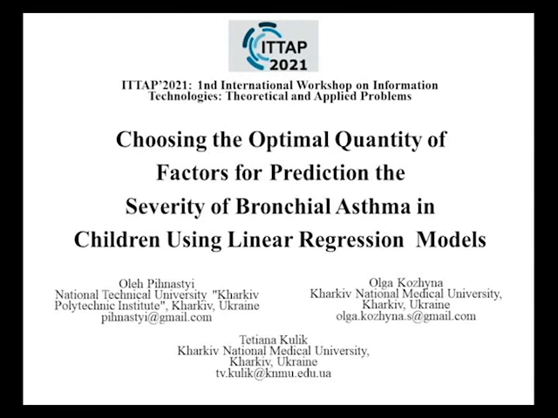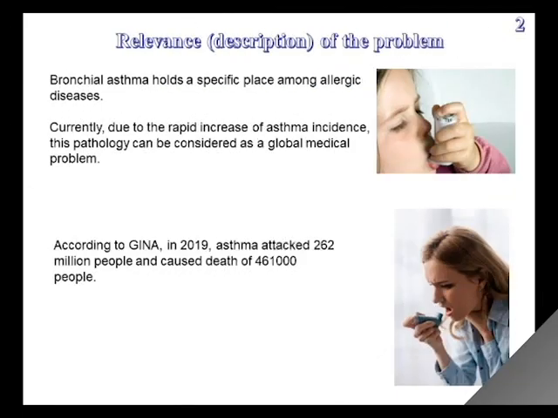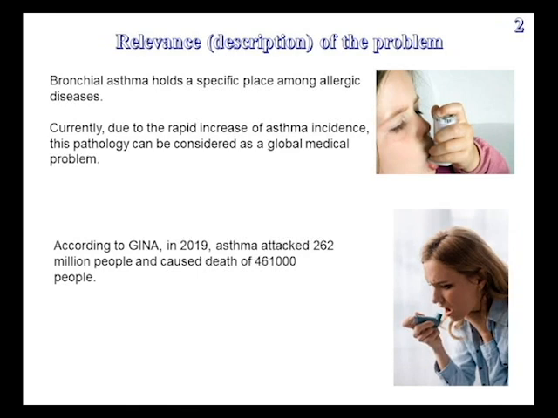This report discusses the choice of the optimal number of factors to predict the severity of bronchial asthma in children in linear regression models. Bronchial asthma holds a specific place among allergic diseases. Currently, due to the rapid increase of asthma incidence, this pathology can be considered a global medical problem. The tactics of treatment and observation of patients have been developed to increase the level of disease control, based on the use of stepwise therapy.